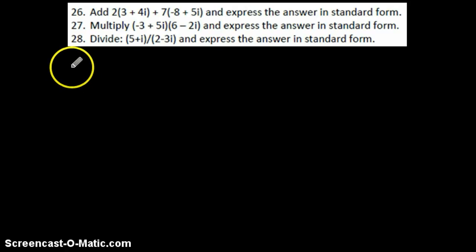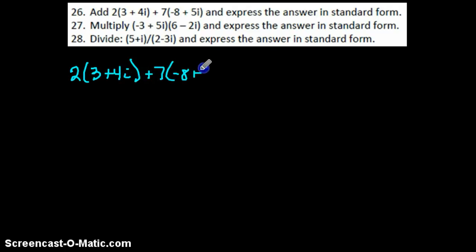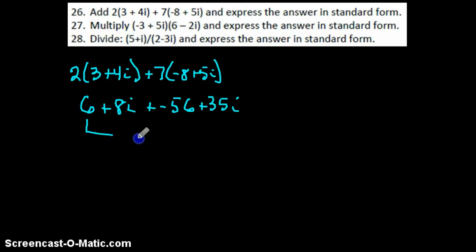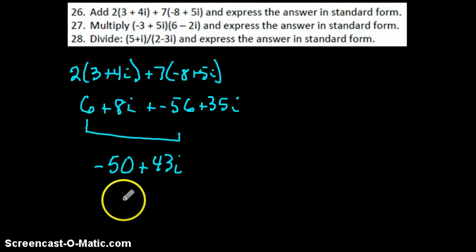Okay, so now we're back to something a little bit different. We're talking about complex numbers with question 26. So you want to add these guys together, and that's pretty straightforward. So this is going to be 6 plus 8i plus a negative 56 plus 35i. All right, so you're going to combine these two together. That's negative 50 plus, that's going to be 43i. Remember, it needs to be in the form a plus bi.